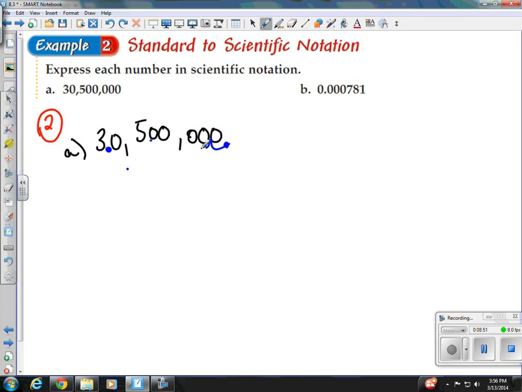So I moved it 1, 2, 3, 4, 5, 6, 7. I moved it 7 places to the left. So now the only part I have to write is everything to the zeros. So my new factor is 3.05. So that's my A, and then I have to write my setup. It's times 10. Now for the power, I moved it 7 places to the left, so that means it's going to be a positive 7. Also, you can go back and say it started out as a big number, so therefore I have a positive power.